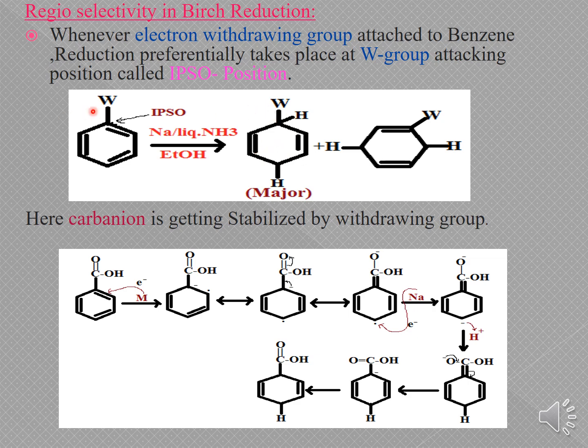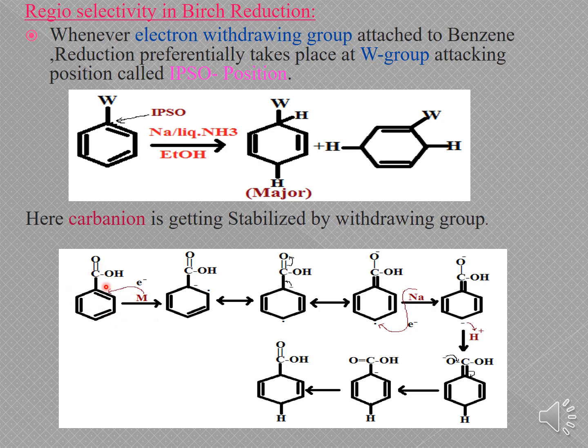So remember, whenever it is an electron withdrawing group, it gives the para substituted products, and ortho or meta is for the electron releasing group. Moving on, here the carbanion will be stabilized by the electron withdrawing group.